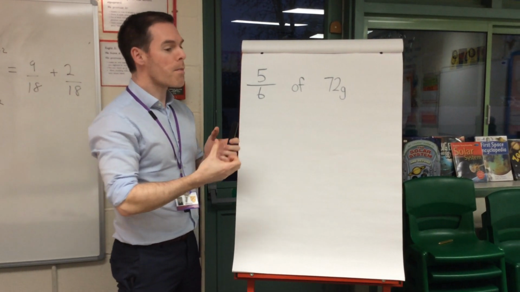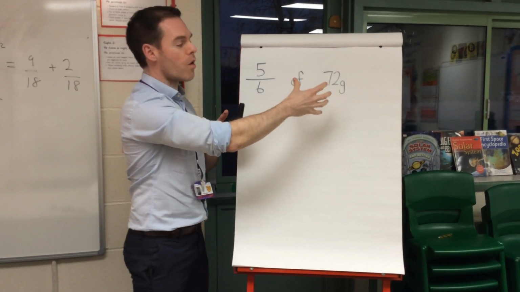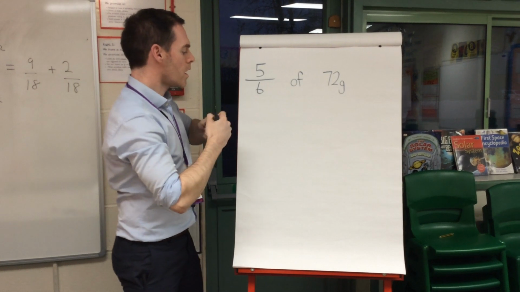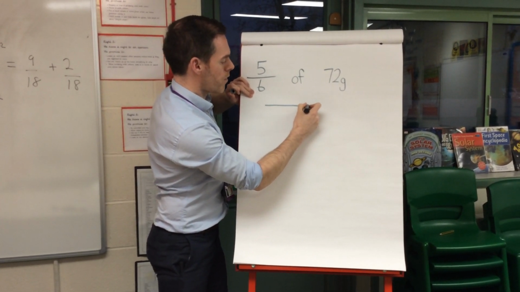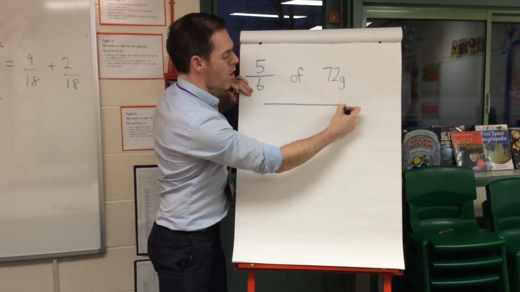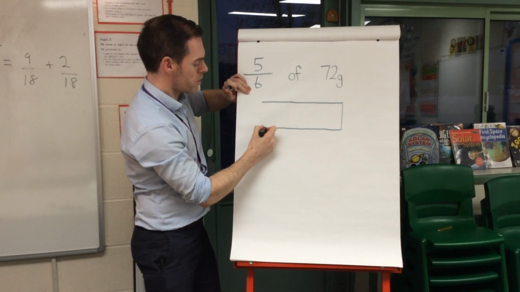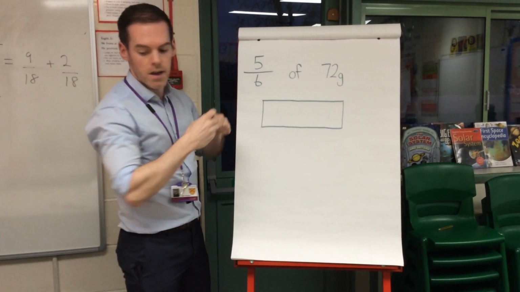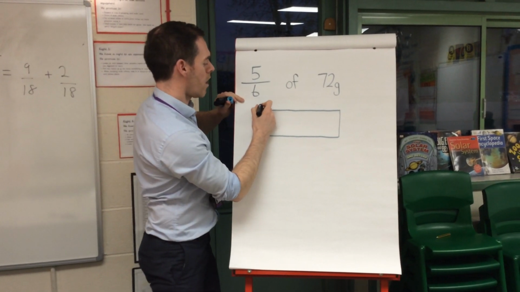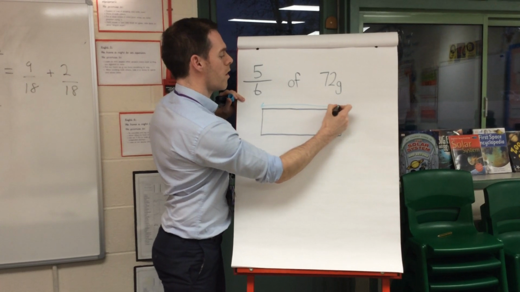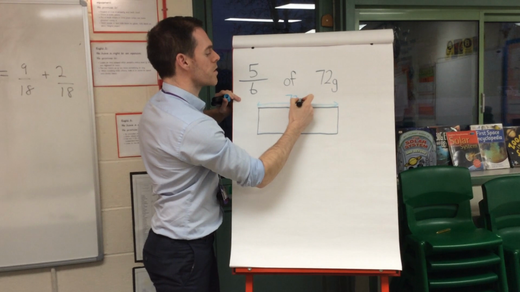Now, this time, my bar is going to represent the amount that I'm trying to find the fraction of. So I've got 72 grams. I'm going to draw my bar. And my bar is going to represent the total amount, and the total amount in this case is 72 grams. So I'm going to just show that with an arrow. That's my total bar, the whole bar, and that's representing 72 grams. So I'm just going to write that up there.